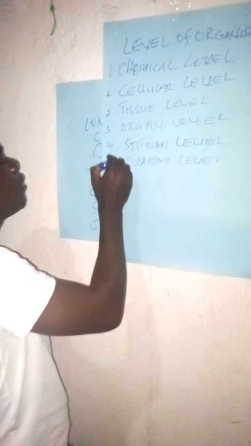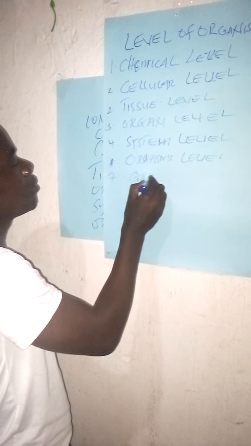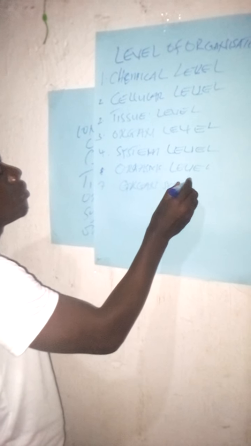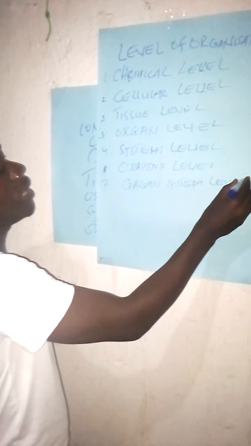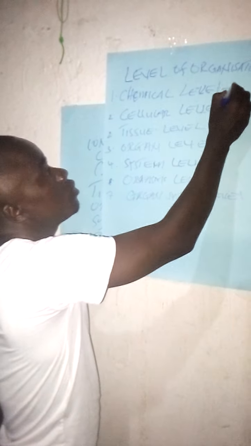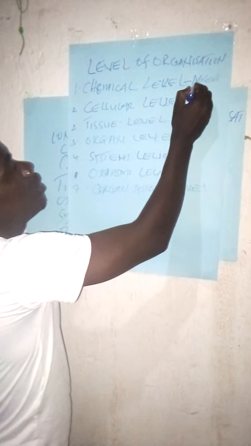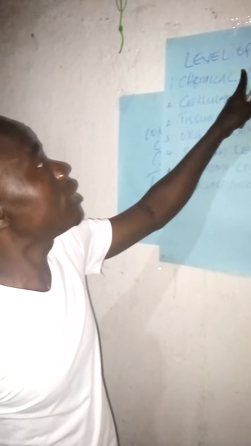After the organism level, this is 1, 2, 3, 4, 5, 6, we have the organ system level. So these are the levels of organization. Now, the chemical level comprises molecules and atoms. Molecules and atoms form what we call the chemical level.